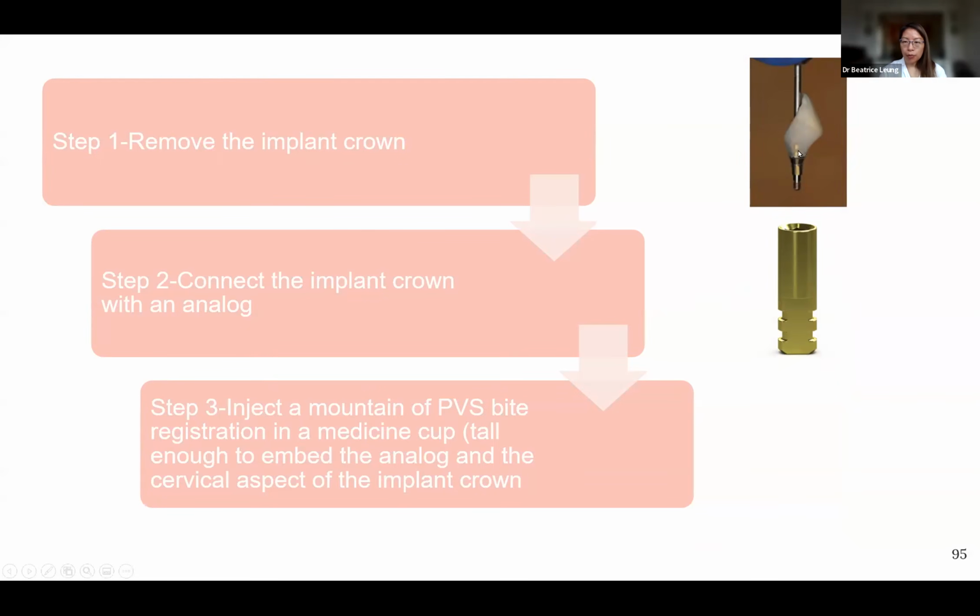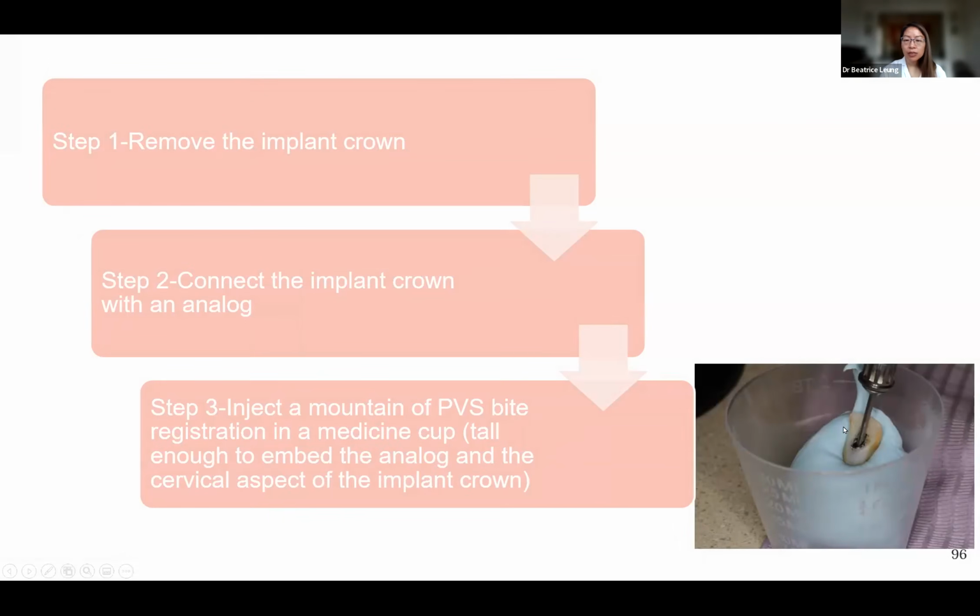So with this temporary crown with an analog, usually I will make a mold of this area. To do this quickly, I usually have a medicine cup ready, and I usually use bite registration material to make the mold because it sets fast. And so this is what I would do.